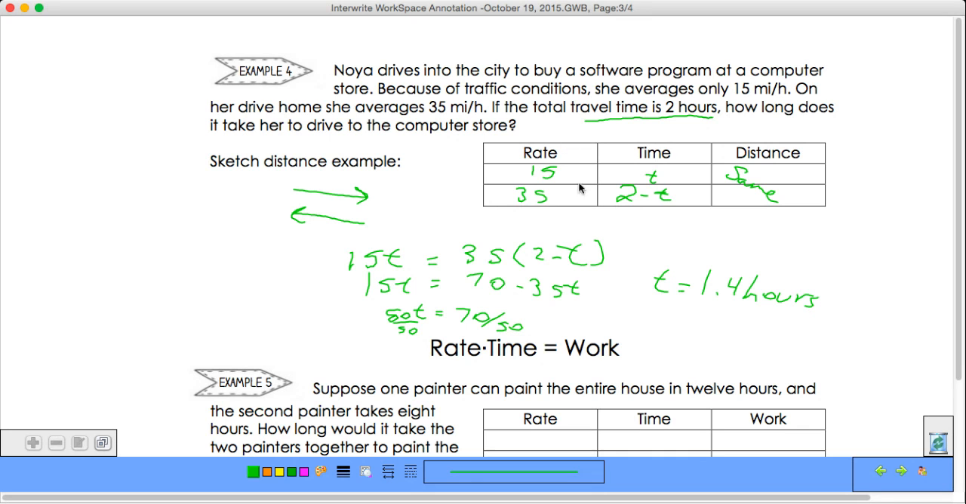Okay, and it says t was how long it took us to get there. That's what it's asking. It's how long does it take her to get here. So we're going to say 1.4 hours. If it then asked us how long it took her to get back, we would have to plug it in here and take 2 minus 1.4 and get 0.6 hours. That's how long it took her to get back.